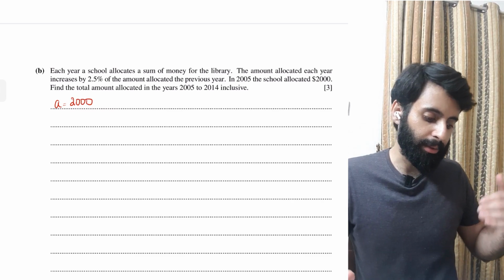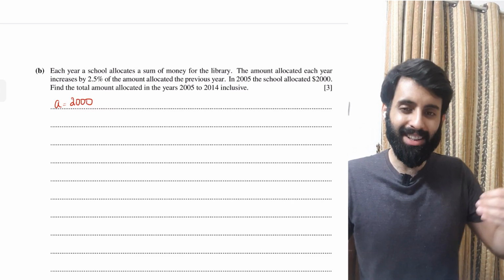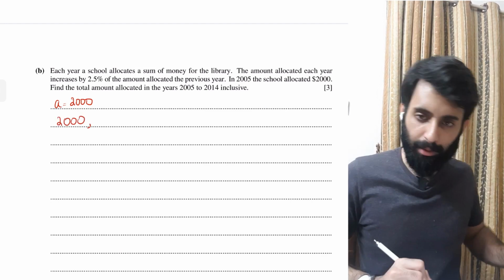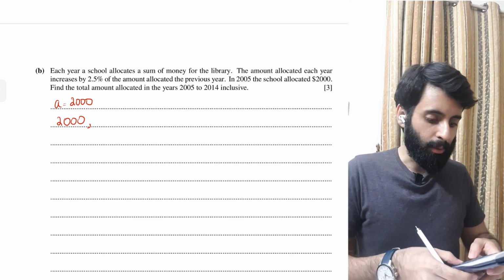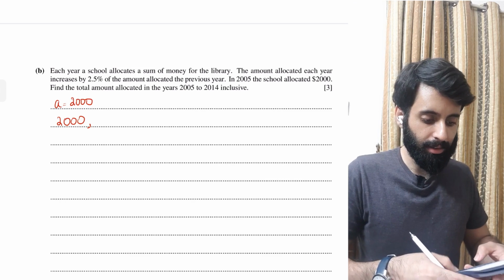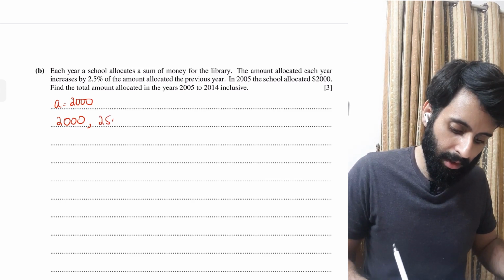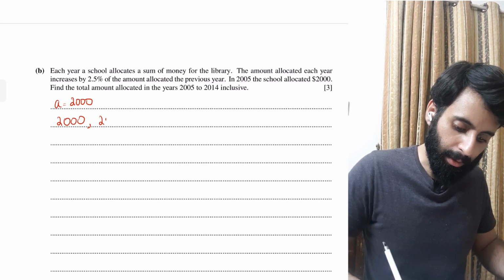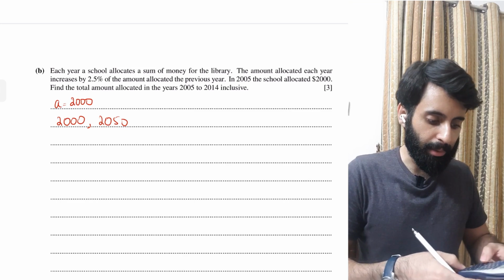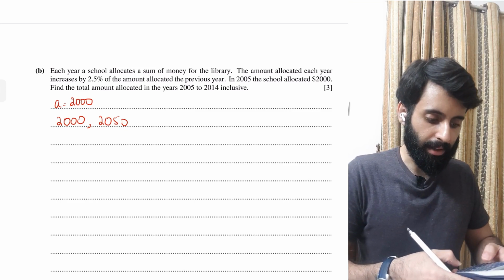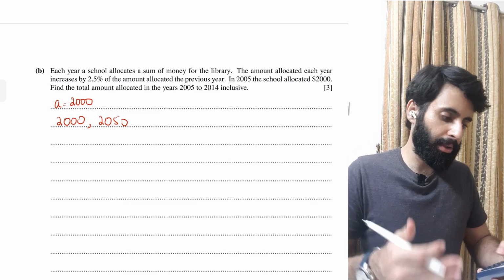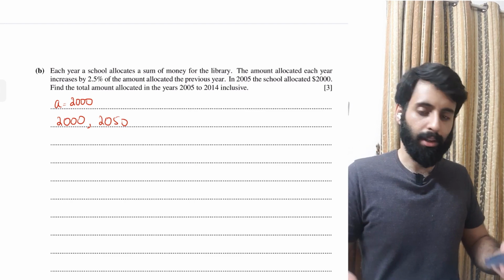Now when the question says that the amount allocated each year increases by 2.5%, that means if in the first year we have 2,000, then in the next year, one way to do this would be to work out 2.5% of 2,000 and then add it to the original amount, so you're looking at 2050. The other way would be to simply increase 2,000 by 2.5%, and the way to do that would be to take 2,000 and multiply it by 102.5 divided by 100, because 100 plus 2.5 is 102.5, divided by 100 because it's a percentage, and you get 2050.